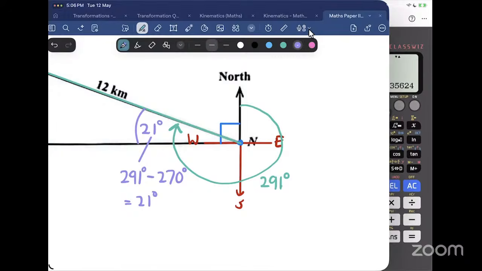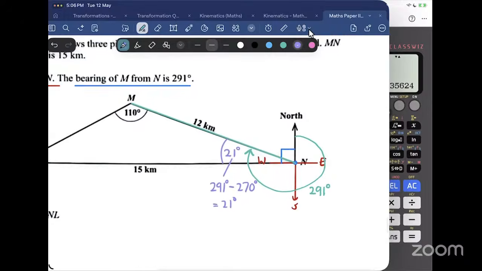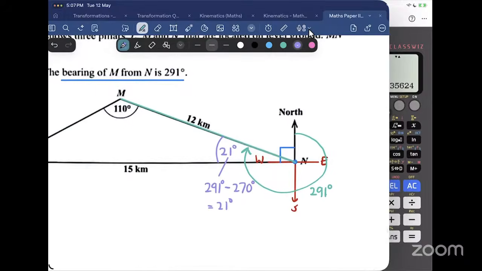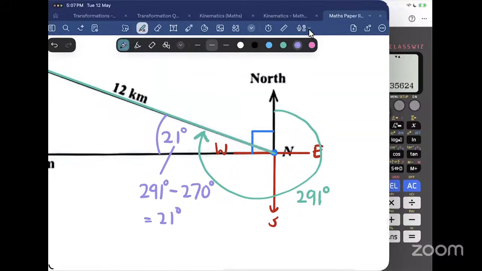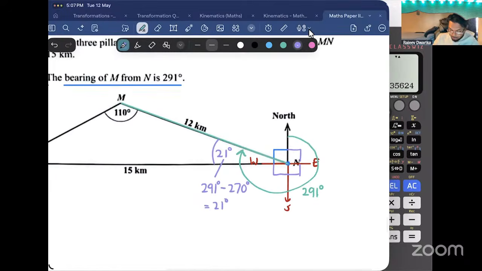Yes, sir. But sir, I got frightened there for a moment, because at the 90. I did 360 minus the 291 and then subtracted that from the 90 degrees, and I also got 21, sir. There are a bunch of different ways you can work the same thing, so it's fine.